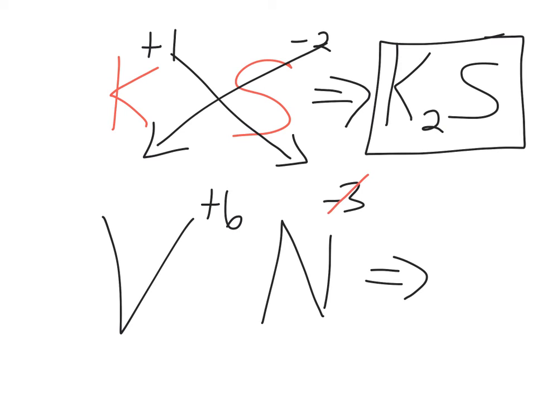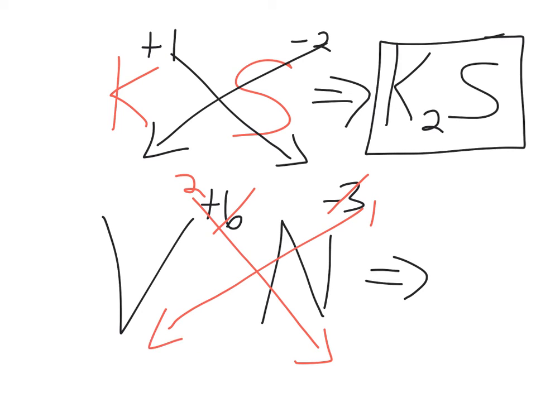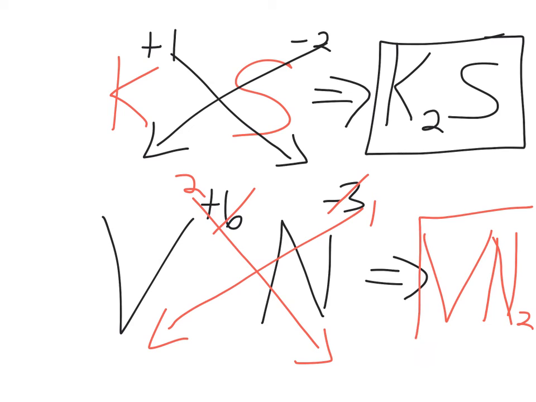So I can reduce by what? By the 3. So 3 divided by 3 is 1. 6 divided by 3 is 2. Now you can crisscross, right? So what's my answer? Vanadium, and nitrogen is 2. And that's it. You see how you reduce that?